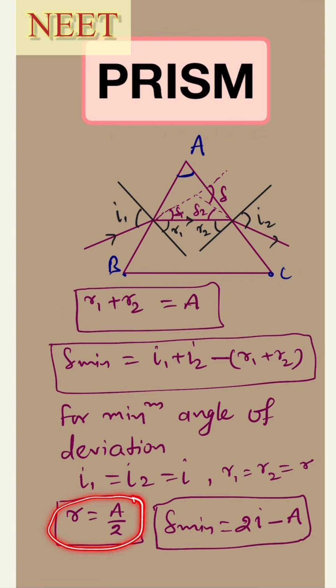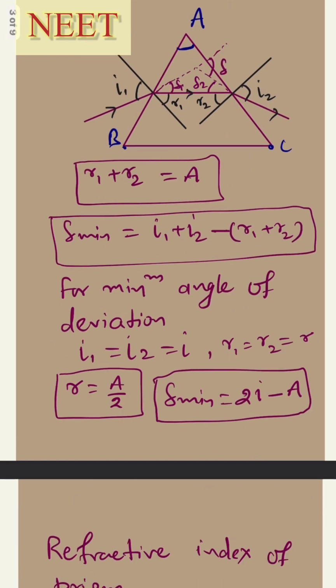So from that, R is equal to A by 2. Here you can put I1 and I2 as similar, that is equal to I. So it becomes 2I minus (R1 plus R2), which is A. So 2I minus A. You can see here delta minimum is equal to 2I minus A.